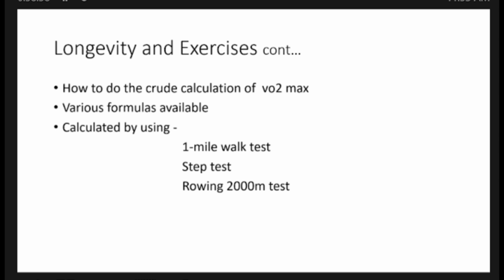So see, I told you that VO2 max testing is difficult, right? You need a facility, but there are some crude ways to get some idea. There are various formulas to estimate it, and it can be calculated using the 1 mile walk test, the step test and the rowing machine 2000 meter. There are some formulas. I think describing them is out of scope of my lecture, so you can refer to it.